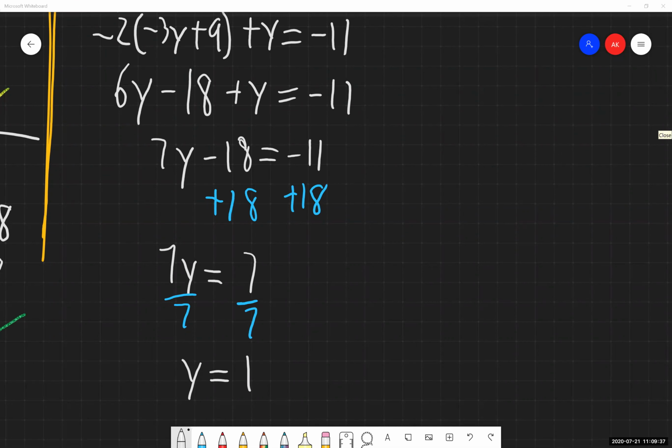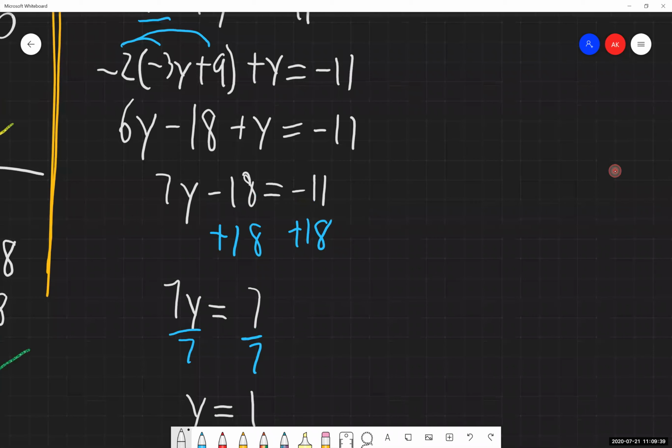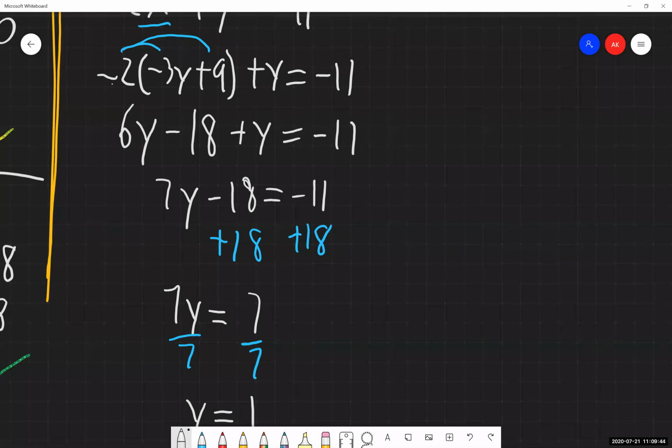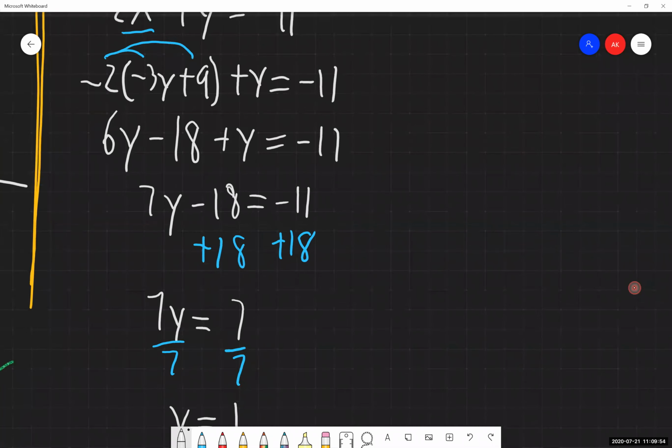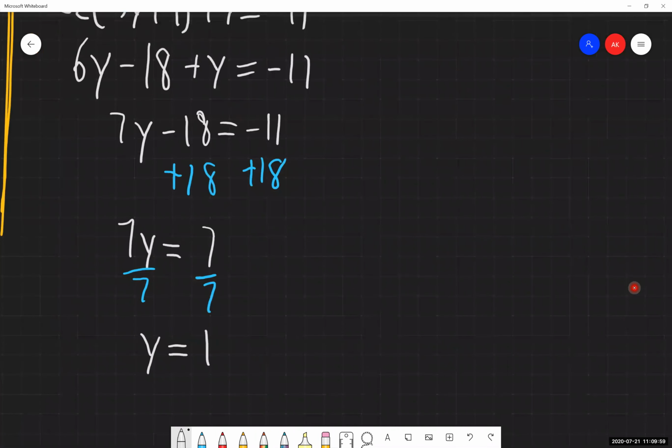18 is positive. No, we have a negative times a positive gives us a negative. Make sure you are carrying those signs through if you're doing the distributive property. That is not going away. So we just found our y value.